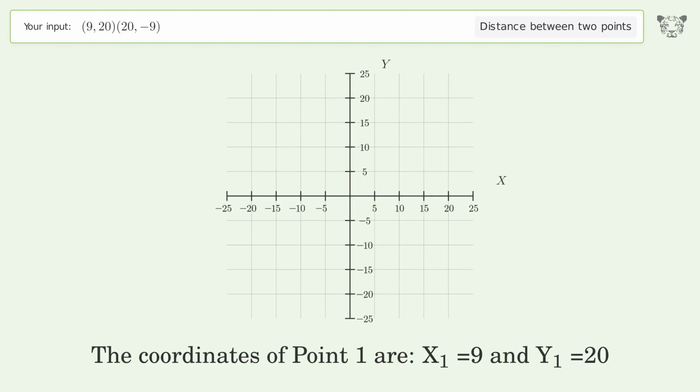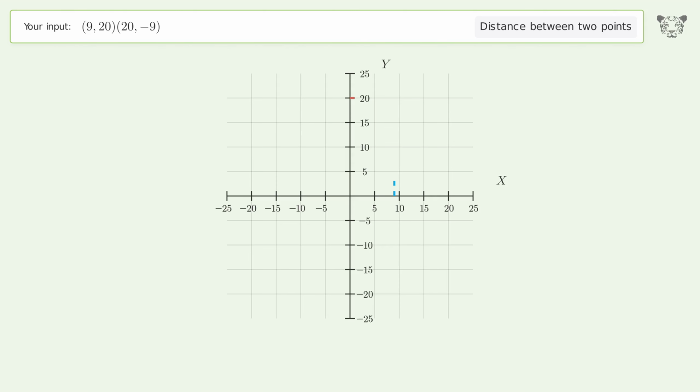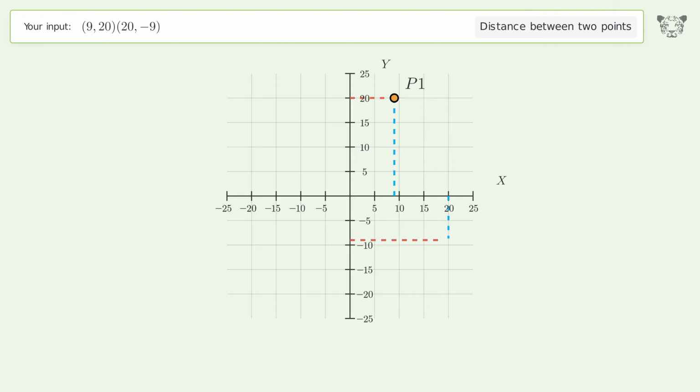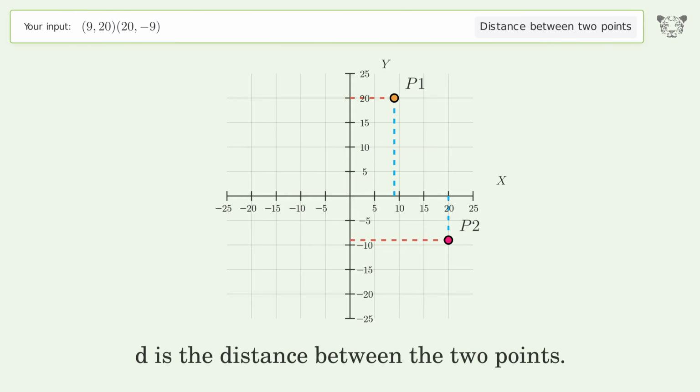The coordinates of point 1 are x1 equals 9 and y1 equals 20. The coordinates of point 2 are x2 equals 20 and y2 equals -9. D is the distance between the 2 points.